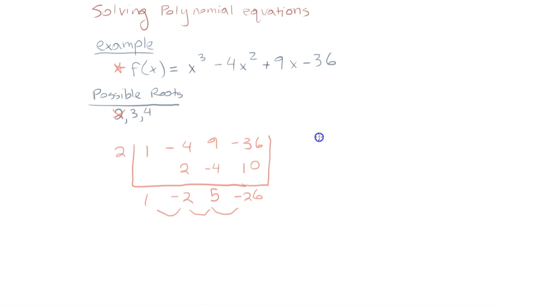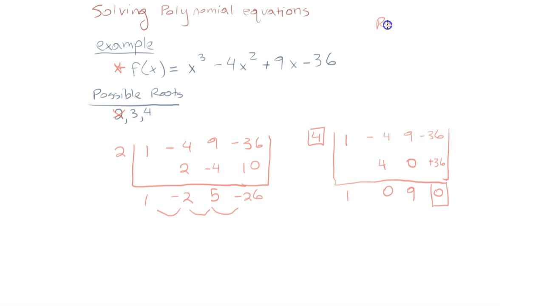Let's go ahead and try 4. So we have 1, -4, 9, -36. And if we do synthetic division, we're going to get +4 here, 0 here by adding. We multiply 4 times 0, we get 0. We get 9 here. 4 times 9 is +36. And we get 0 here. Remember, when our remainder is 0, this confirms that 4 is a real root.